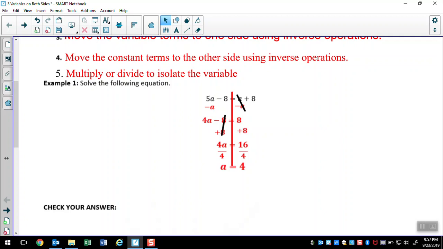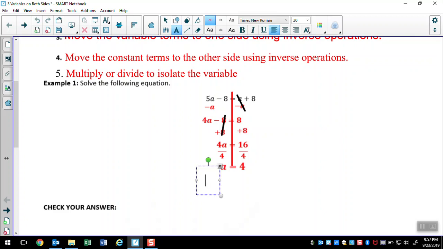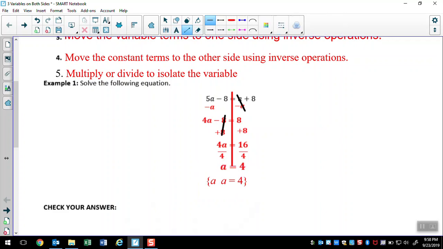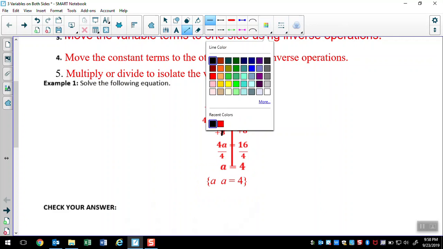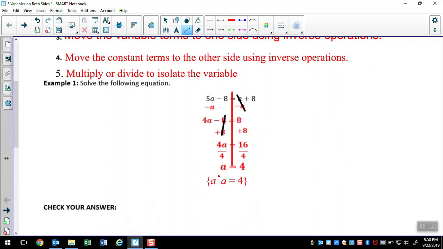Alright, now if we want to put that into set builder notation, remember it would look like this. So we would put our brackets and then a. I'll go back and put my line in there in a second. Equals 4. And then I could just add my little line in there. Just like that. So that's our answer in set builder.